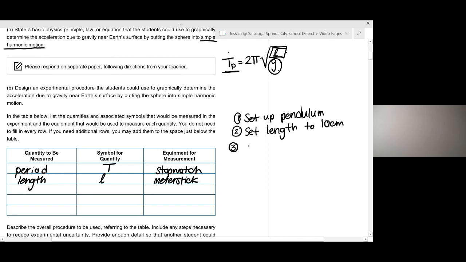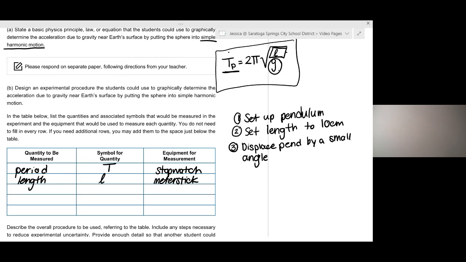We're going to displace the pendulum by a small angle. We want to keep it small. Okay, and now you might be thinking, well, does the angle matter? Well, angle or initial displacement is not in the equation, so no. This displacement angle could also be considered the amplitude. So we're going to displace the pendulum by a small angle and measure the time to complete 10 periods.